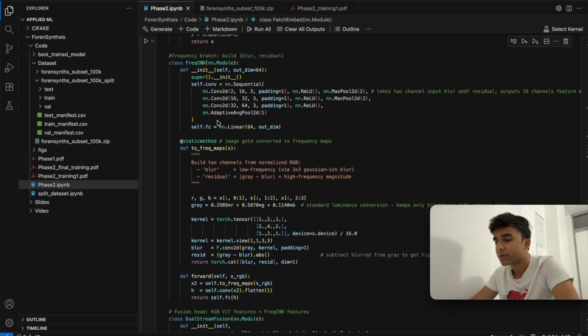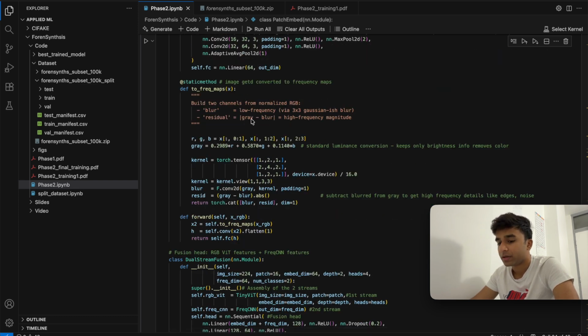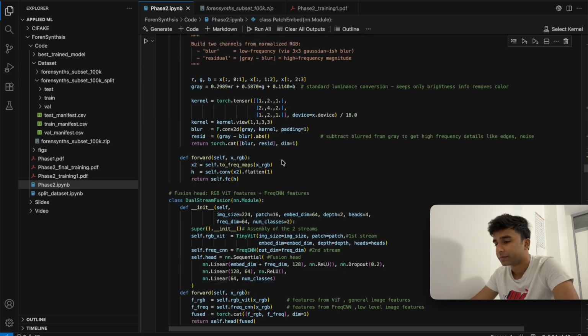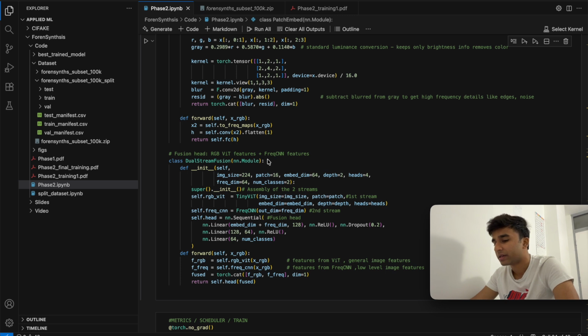Coming to the frequency CNN, which is designed to look for artifacts and signatures left by a deepfake or image generator model. A frequency CNN looks into low-level texture, noise, shape, and edges. Coming to the fusion head, it ties together both branches, the ViT and the frequency CNN. Its main job is to coordinate between the two streams and merge their distinct perspectives.